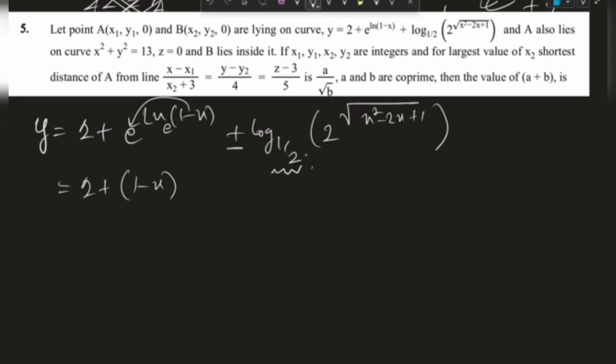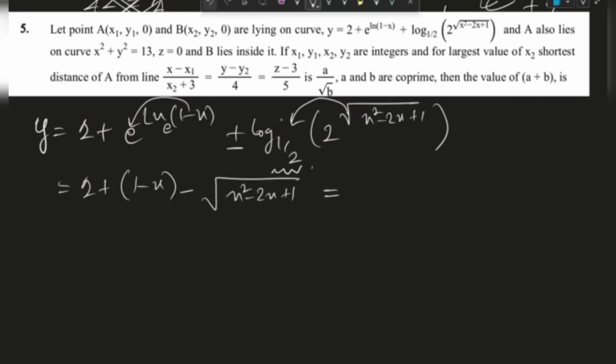And basically this is also the same case. 2 log 2 to the power log base 2 to the power 2 power of something. This power will again come down. So basically we have, okay, this is minus, I'm sorry, we have minus root under of x square minus 2x plus 1.